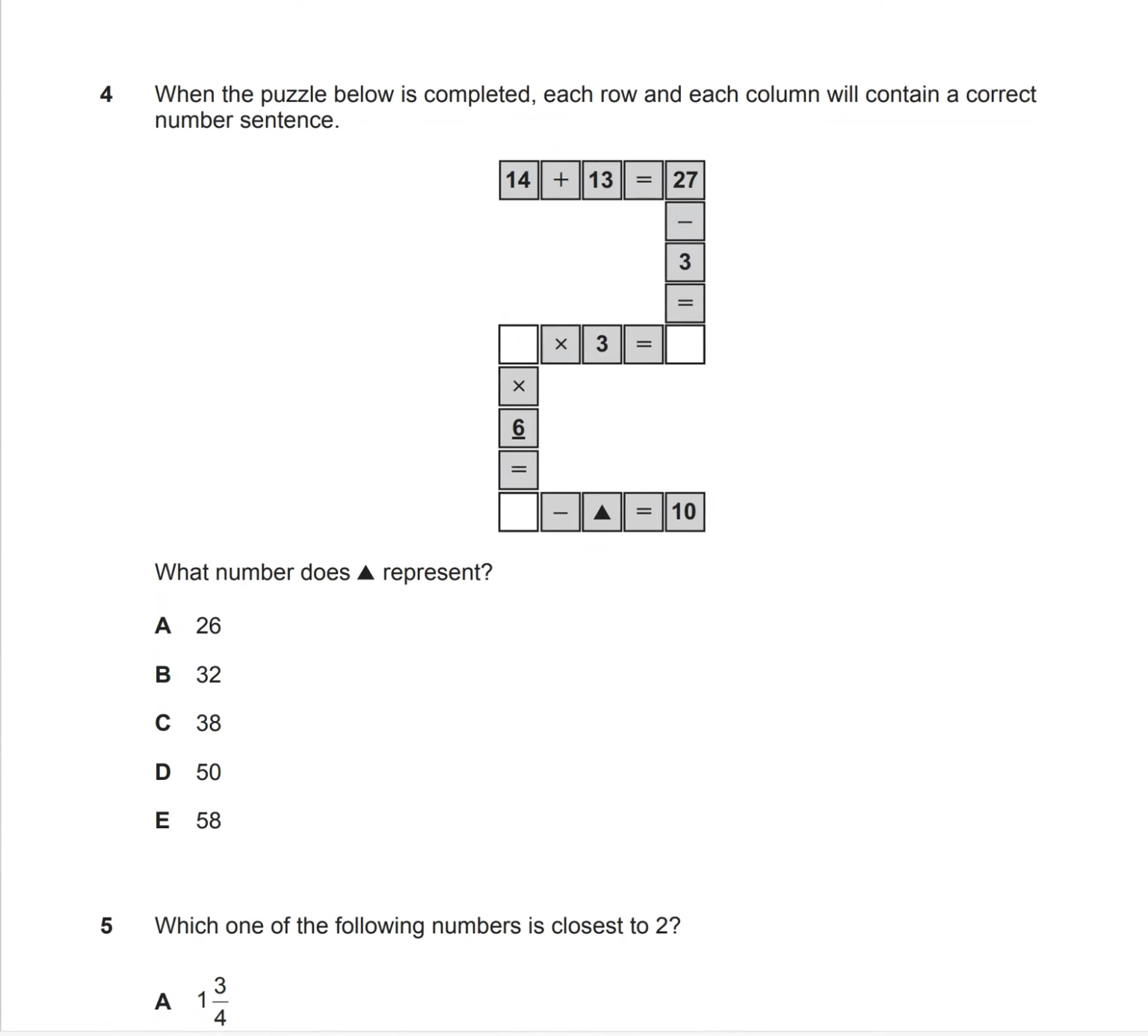4. When the puzzle below is completed, each row and each column will contain a correct number sentence. What does the triangle represent? Okay, so let's go around. 14 plus 13 is 27. Now 27 minus 3 will fill in the blanks. What's that? 27 minus 3 will be 24. Now something times 3 is 24. You know from your times tables that 8 times 3 is 24.